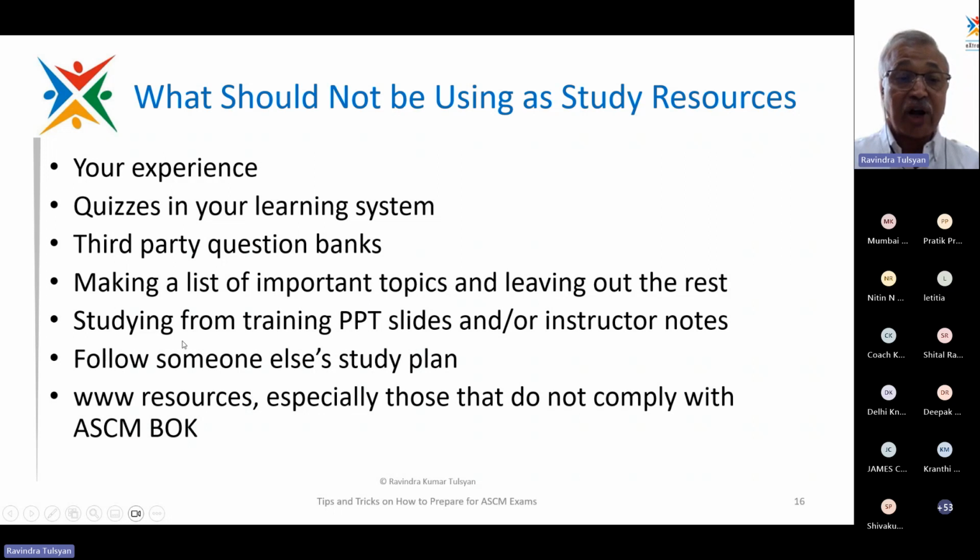Some people want to study from training PowerPoints, because of the PowerPoints that you get in your instructor-led training. Okay, you get the PowerPoint copies. So you want to study through PowerPoint copies or the instructor notes. I mean, anyway, you don't get the instructor notes, but if you want to study that way, that's not the correct situation to be in. So there is no substitute to reading the reading material fully. There is no substitute to this.